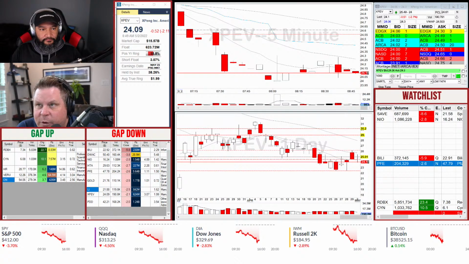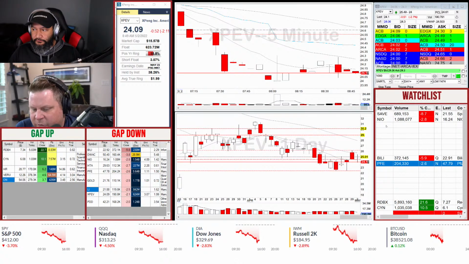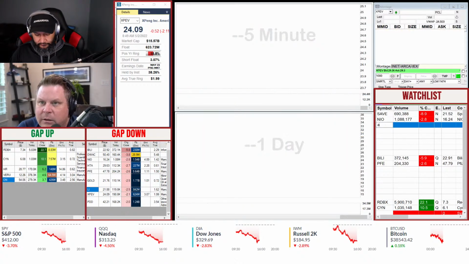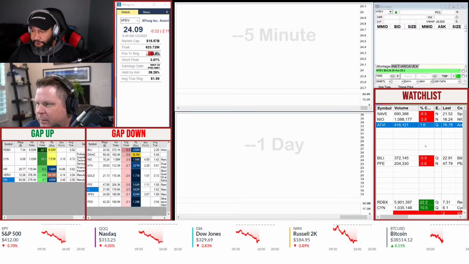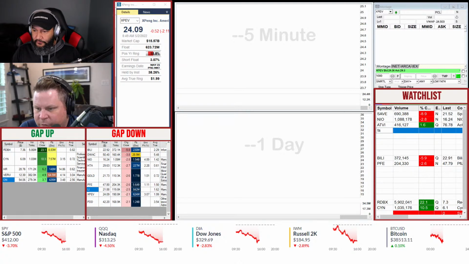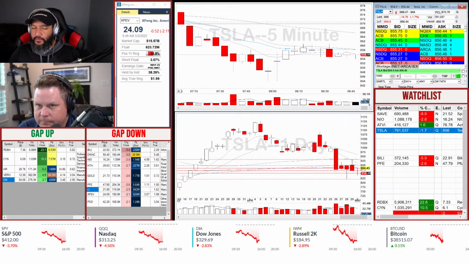ATVI was up a good amount this morning because I believe Berkshire had their annual meeting over the weekend, and I believe Warren Buffett mentioned something about scooping up more ATVI. It popped this morning and then it's selling off a little bit, but it should be in play today. It was on the gappers earlier before it came back down under 2%.